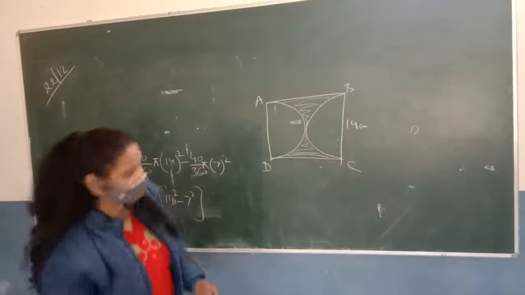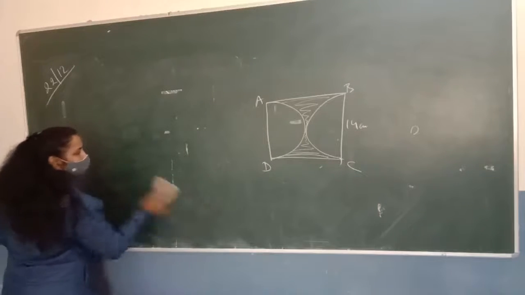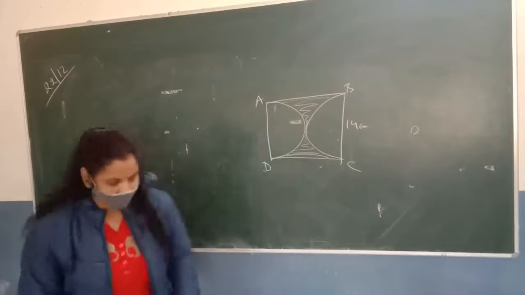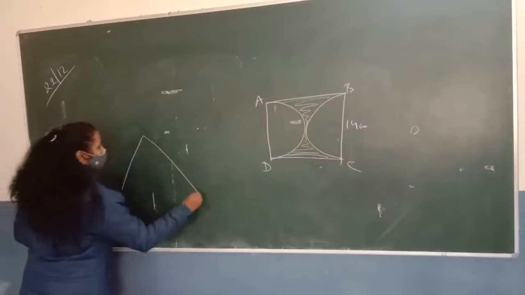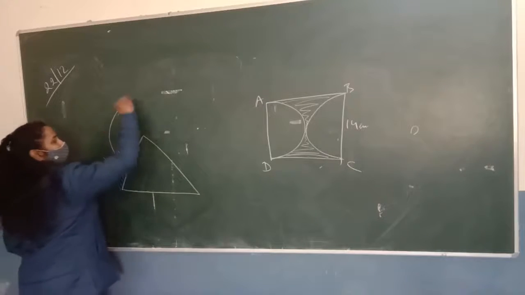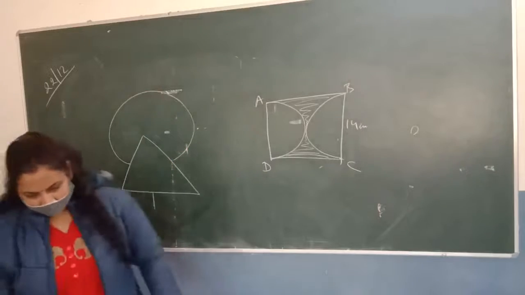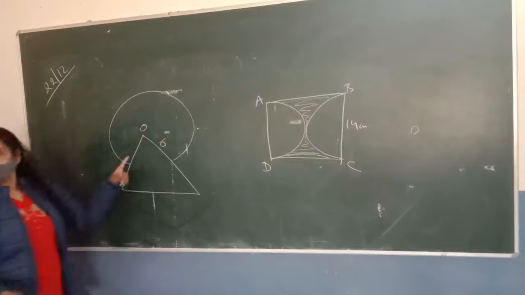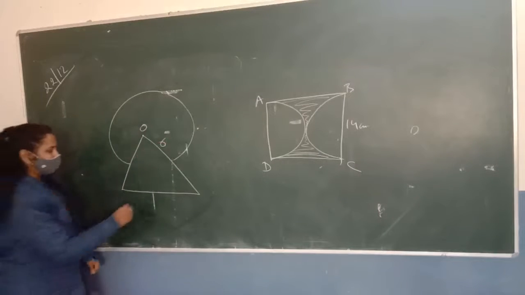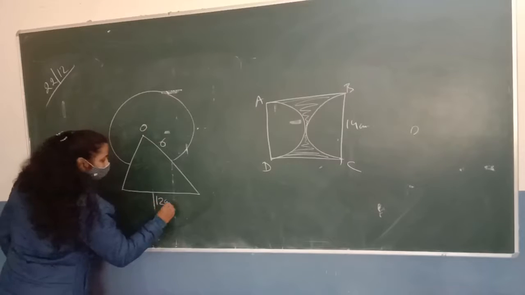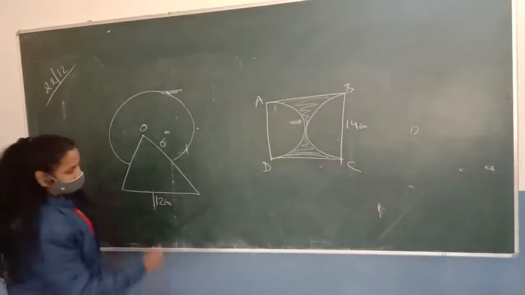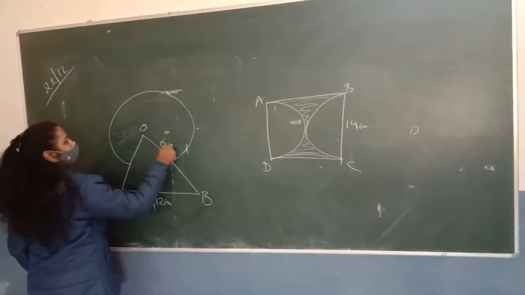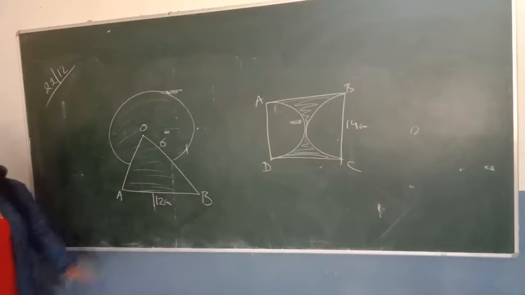Question number 4. This is the figure of the question. Equilateral triangle having this circle, side 6 and 12. This is the center of the circle, the circle having the radius 6 cm, and the side of the triangle is 12 cm. This is an equilateral triangle. You have to find the area of this whole figure. Means this all portion is shaded. So you have to find the area of this whole figure.